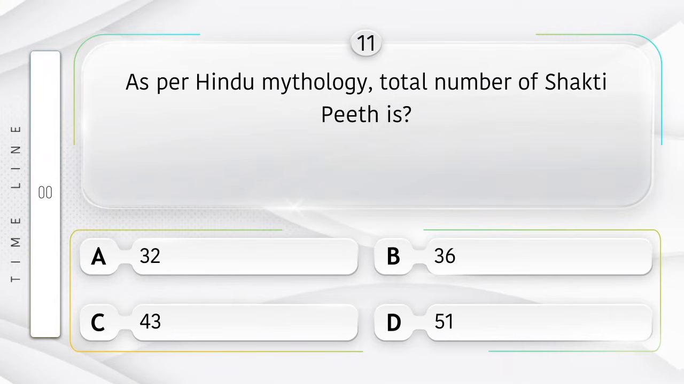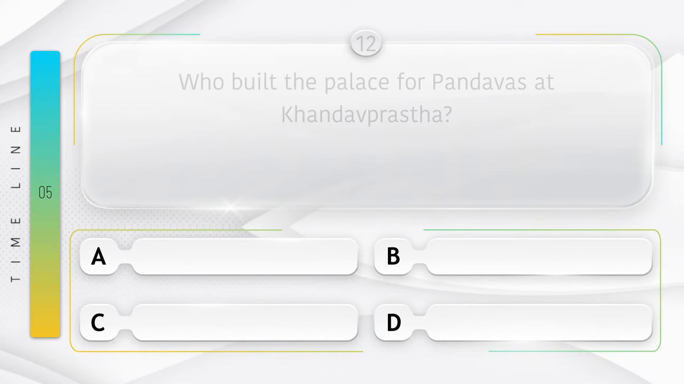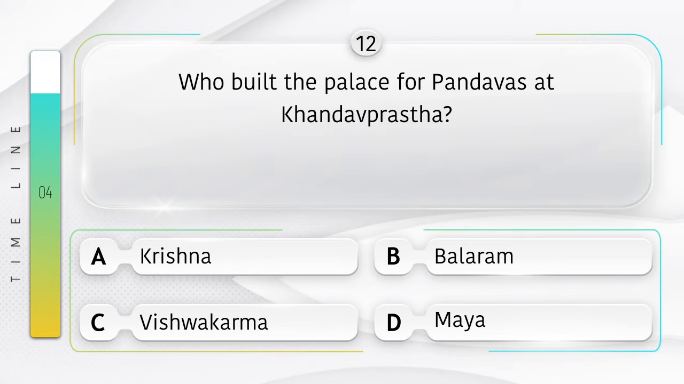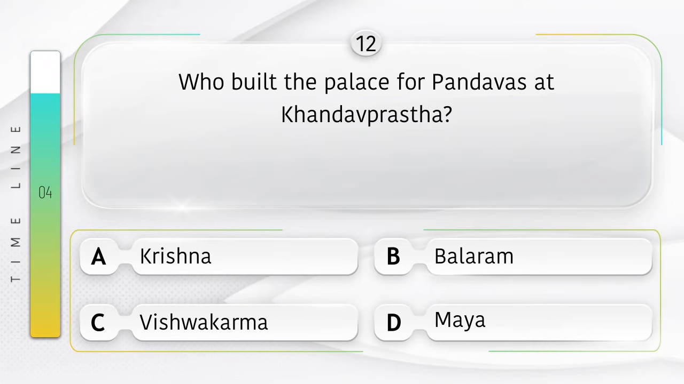Who built the palace for Pandavas at Khandavprasth? Option A. Krishna, B. Balram, C. Vishwakarma, D. Maya. Sorry, we don't know the answer. If you know the answer, then comment the answer in the comment box.